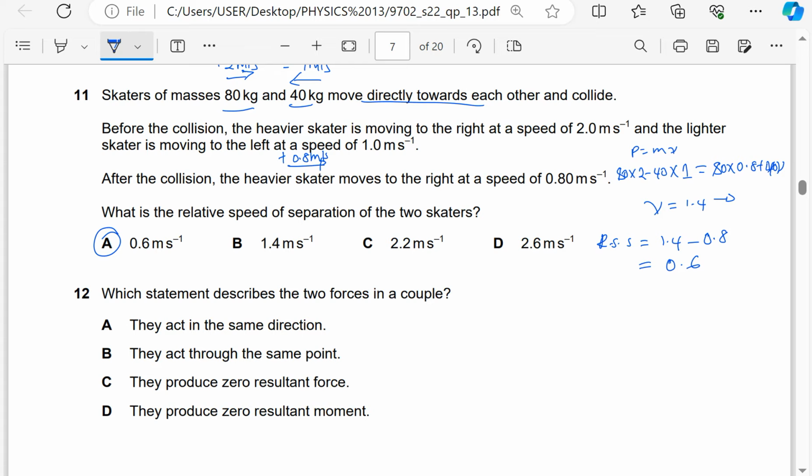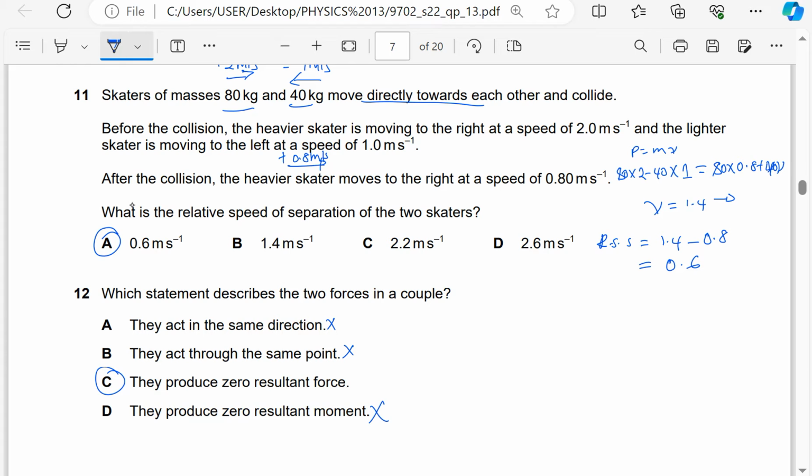Which statement describes the two forces in a couple? Remember, they should be equal but opposite. They act in the same direction, which is not true. They act through the same point, which may not be the case. They produce zero resultant force: they are equal but opposite. They produce zero resultant moment: this one is not true.